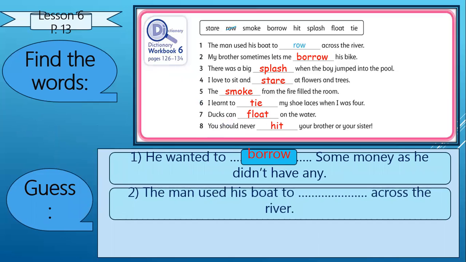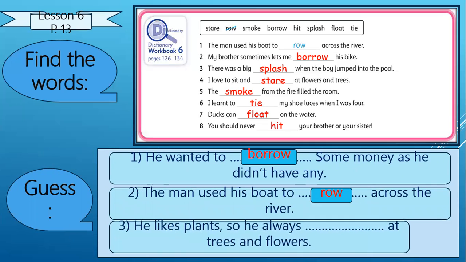Number 2, the man used his boat to what across the river? Yes, to row. Row here has 2 meanings. The verb means to move in the river, to row across the river. Number 3, he likes plants, so he always what at trees and flowers? It's the same question: he likes plants, so he always stares at trees and flowers. Okay, was it clear?